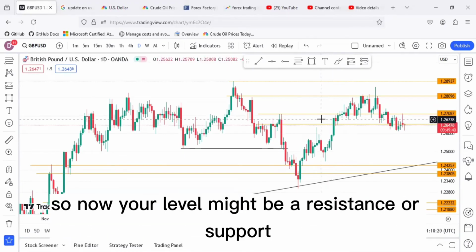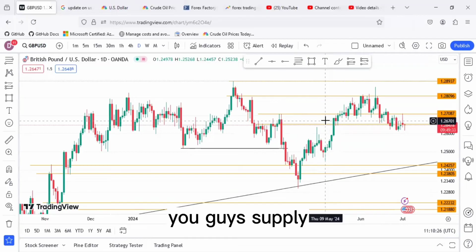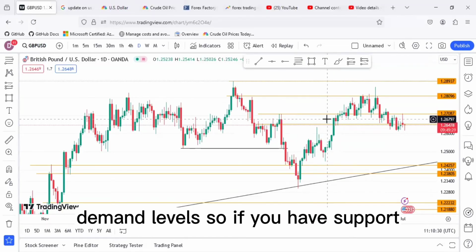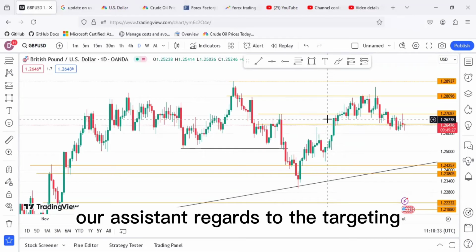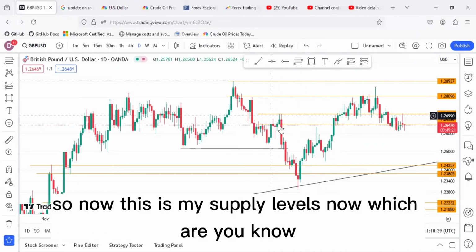So now your level might be a resistance or support, or it might be a supply and demand. So if you're a supply and demand trader, you will target your supply and demand levels. If you're a support and resistance trader, you should be targeting your support and resistance levels. So now this is my supply levels, which are identified.